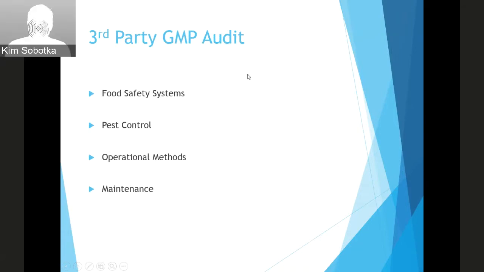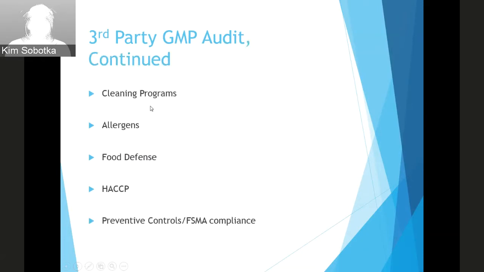Okay, during a third-party GMP audit, and these are going to vary from auditing company to auditing company, they're going to look at, as I stated, your food safety systems, pest control, how you operate your business, maintenance of the building and whether you're logging that, and taking care of the building and fixing any oil spills or water leakage or stuff like that. The cleaning programs that you've established so that there's no cross-contamination. Allergens, that's a big one.